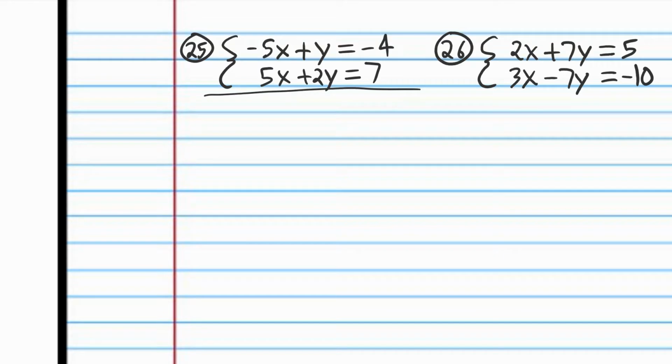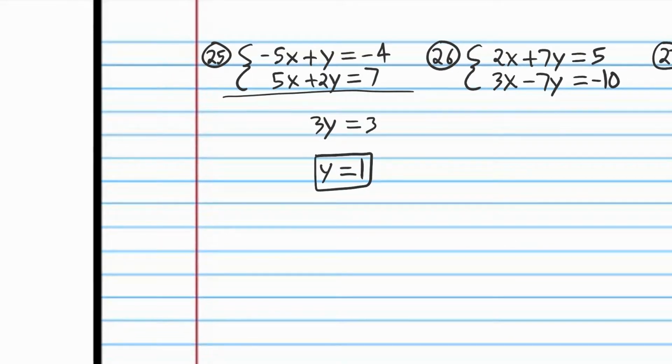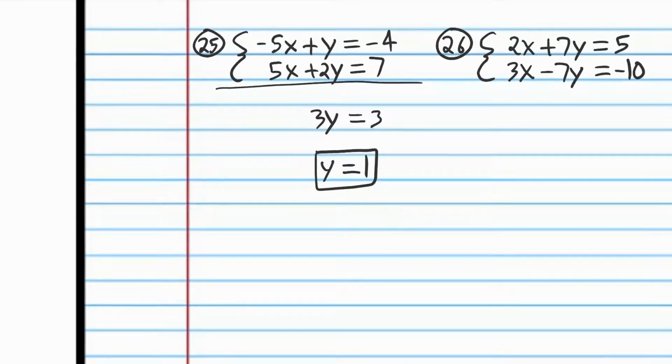So we write our line to show that we're adding. So we add these two together, you get 0, they cancel out. Add these two together, you get 3y. Add these two together, and you get 3. Seems like our answers are y equals 1.